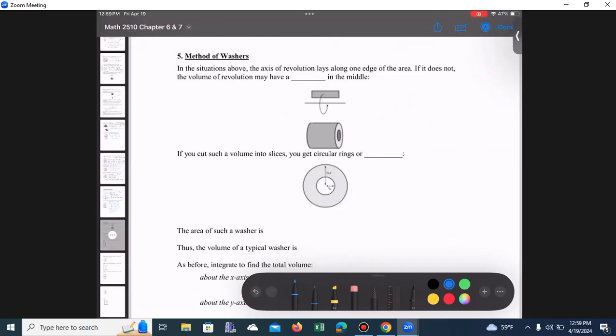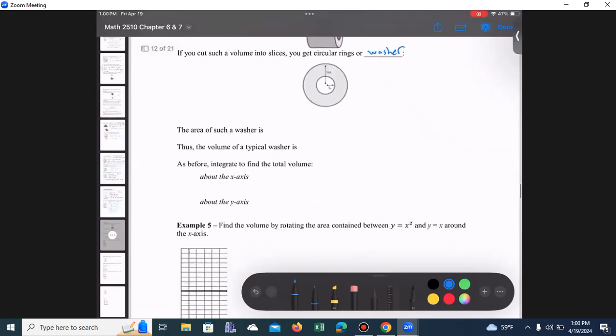And so we'll rotate it in such a way that we have a hole. And so if we look at the cross-section area, it looks like a washer, the tool, a circular ring. And so the area of this cross-section is pi times the outer radius squared minus pi times the inner radius squared.